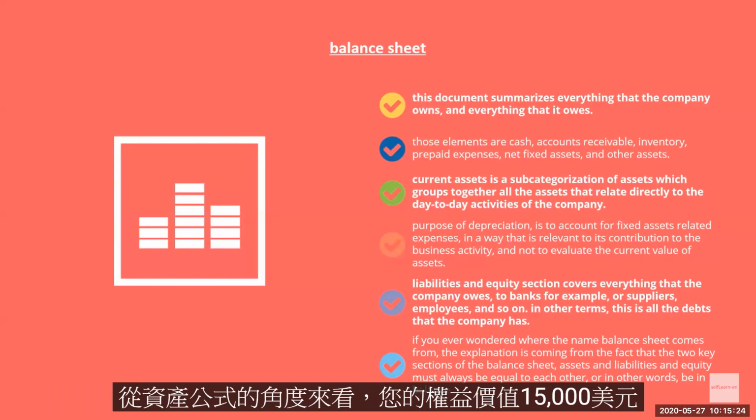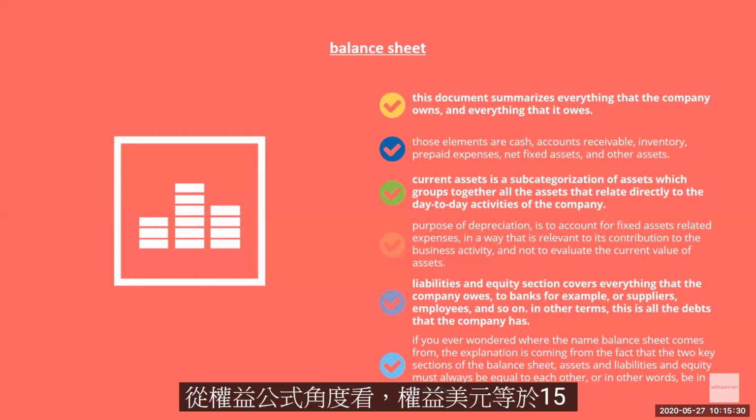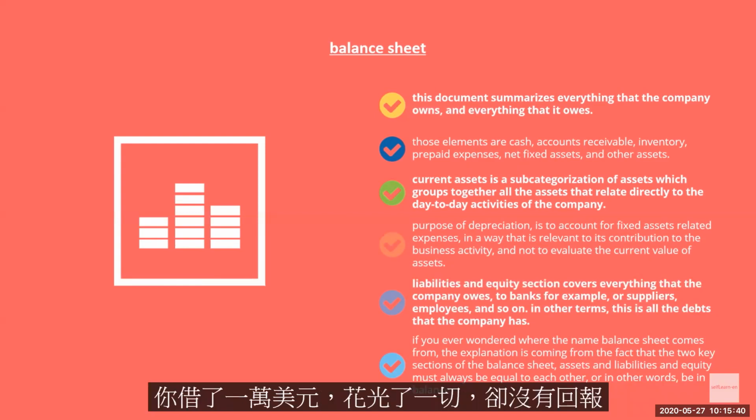From an asset formula standpoint, assets equal $25,000, which is equal to $10,000 of liabilities plus $15,000 of equity. From an equity formula standpoint, equity is equal to $15,000, which is equal to $25,000 of assets minus $10,000 of liabilities. As a third example, let's say you borrow $10,000 and spend it all with no return.